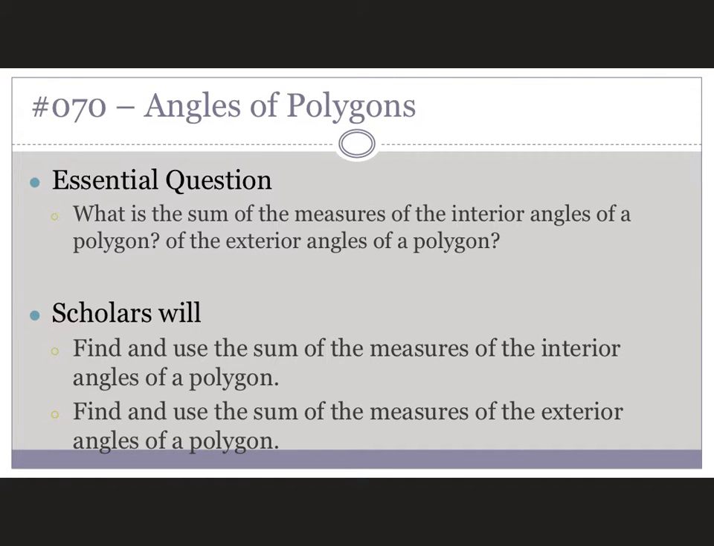All right, first of all, let me fix this. These are number 45 notes. Angles of polygons. The question is, what's the sum of the measure of the interior angles of a polygon and of the exterior angles of a polygon? So we're going to find and use the sum of the measures of interior and exterior angles of a polygon.